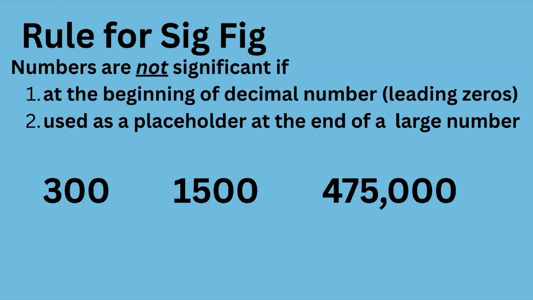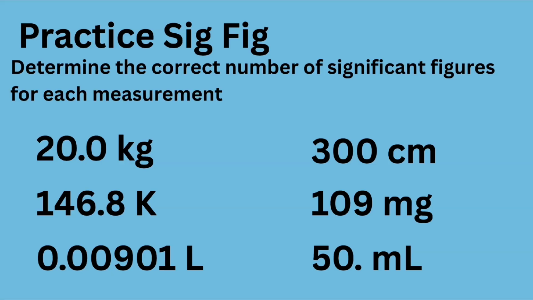Likewise, when you have a large number, the zeros at the end without a decimal are simply placeholders. So think of estimations. If you have a large number with just zeros, those zeros are not significant. It's just for placeholders. All right, let's look at some examples.